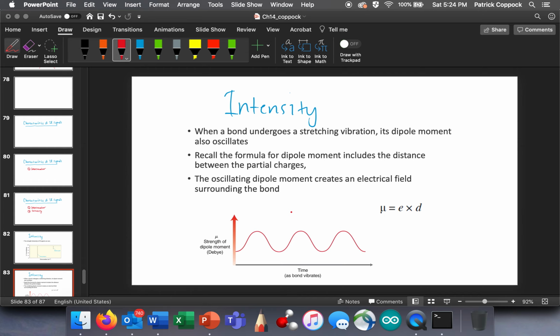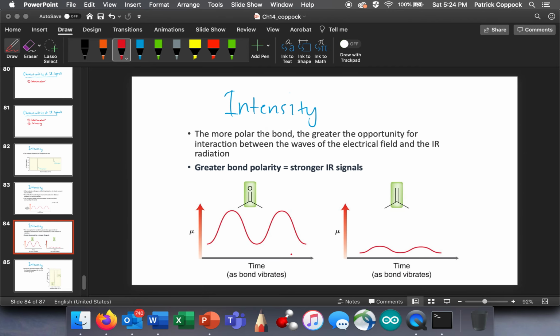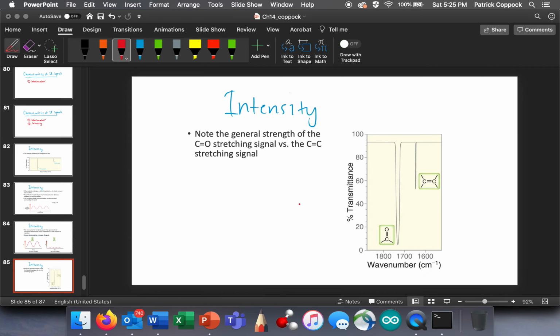So it turns out that bonds have an electrical dipole moment, right? And the dipole moment is greater for more polar bonds. So if you have a carbon-oxygen double bond, then you've got some oscillation in the dipole moment, which is greater than the oscillation if you have a nonpolar bond, right? And so polar bonds are going to have a greater intensity than nonpolar bonds. And that's exactly what we see here, right?